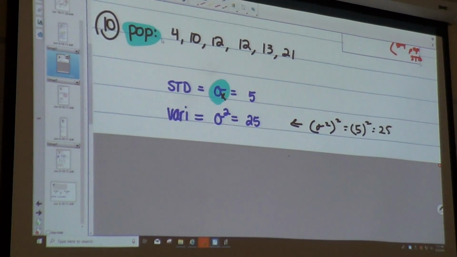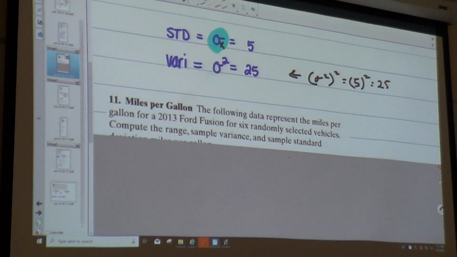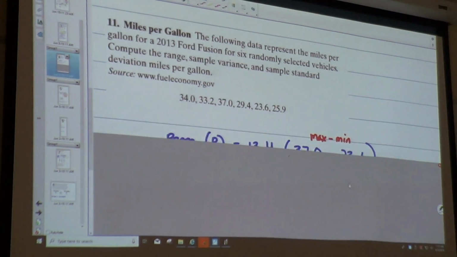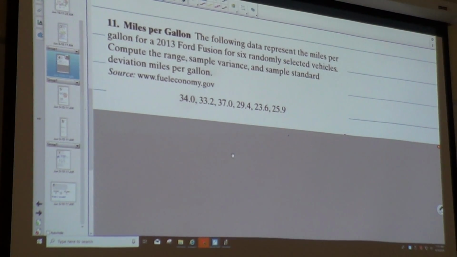Let's roll on. Here is a word problem. Find the range, the sample variance, and the sample standard deviation. The range, the sample variance, and the sample standard deviation. All of those numbers have decimals, so it's 34.0, 33.2, 37.0, 29.4, 23.6, and 25.9.